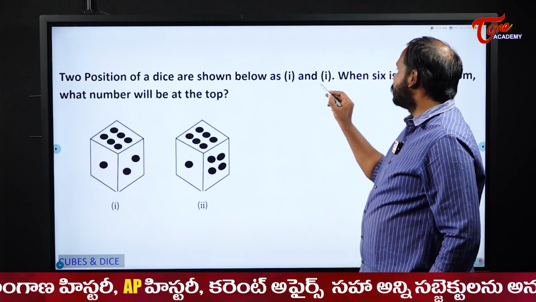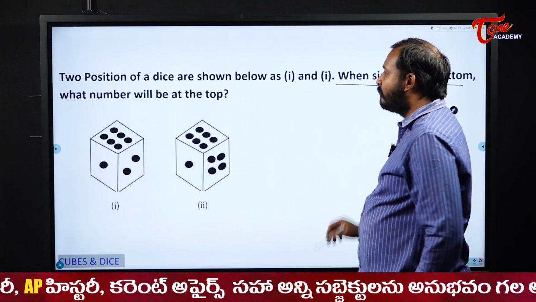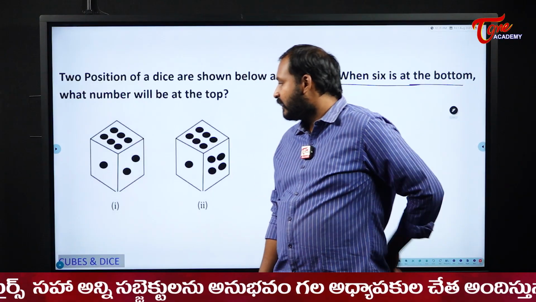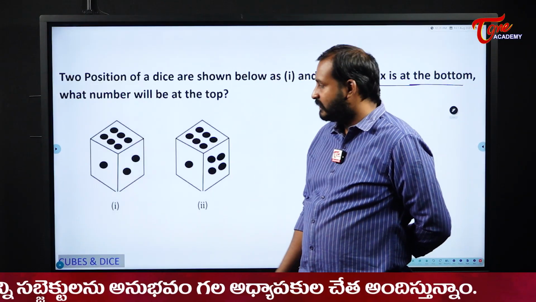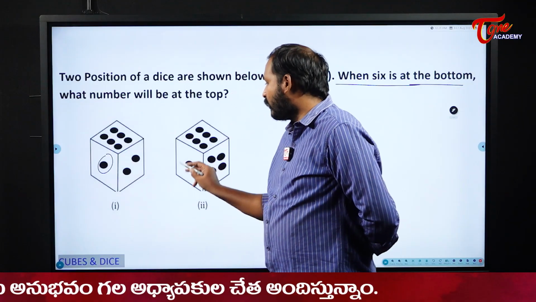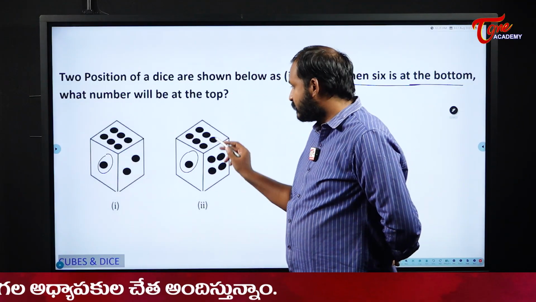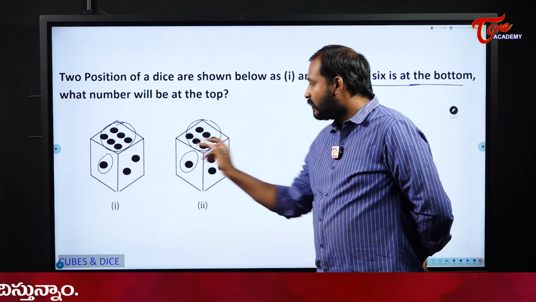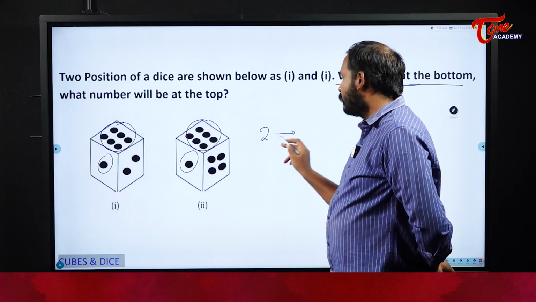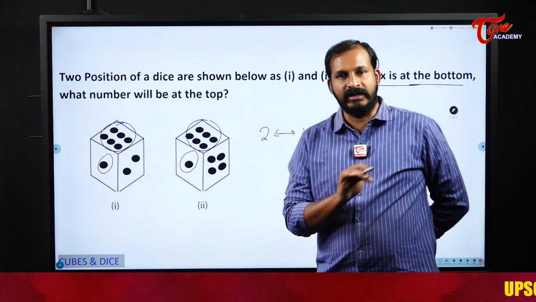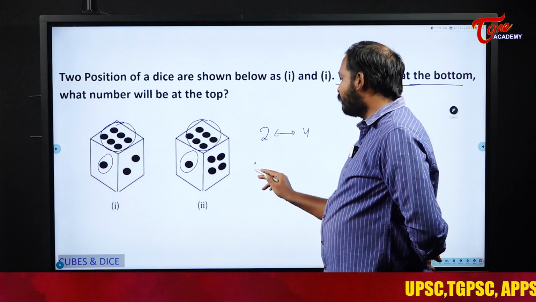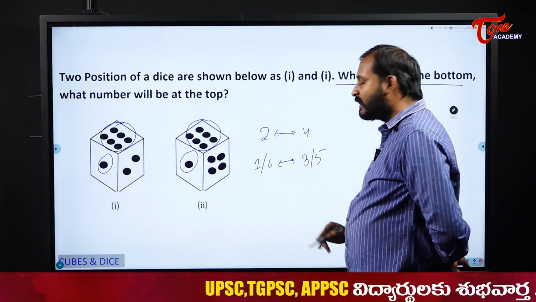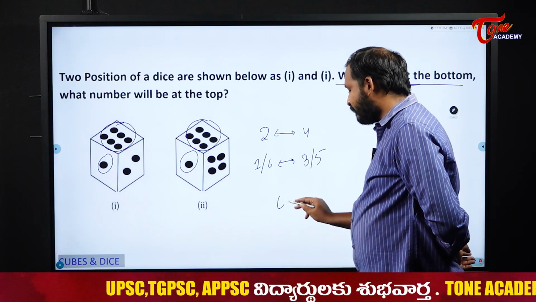Next, similarly. Two positions of a dice are shown. When 6 is at the bottom, what number will be at the top? Is it possible for us to tell the answer here, students? See here, 1 dot here and 1 dot here. Next, 6 dots, 6 dots. That means I can say 2 dots are opposite to 4 dots. I can tell only that one. Is it possible for me to tell what is opposite to 1 and 6? No, it can be 3 or 5. So here our answer becomes can't be determined.